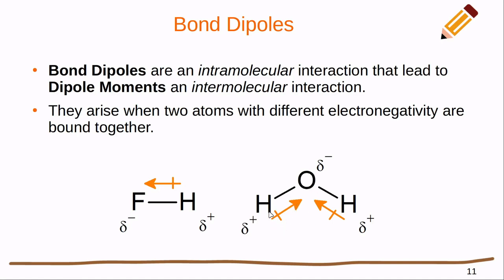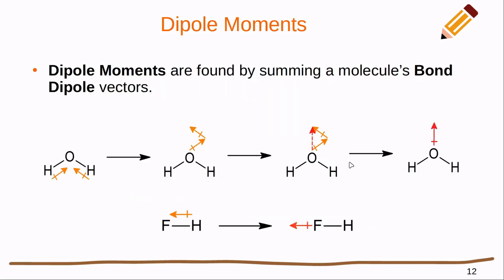So in the case of water here, we have two bond dipoles that are both pointing towards oxygen, and they're going to lead to different areas around the molecule of low electron density with partial positive charges and areas of higher electron density with negative charges. So dipole moments are found by summing a molecule's bond dipole vectors. There is a mathematical way of summing these, but we can actually do it graphically pretty easily.